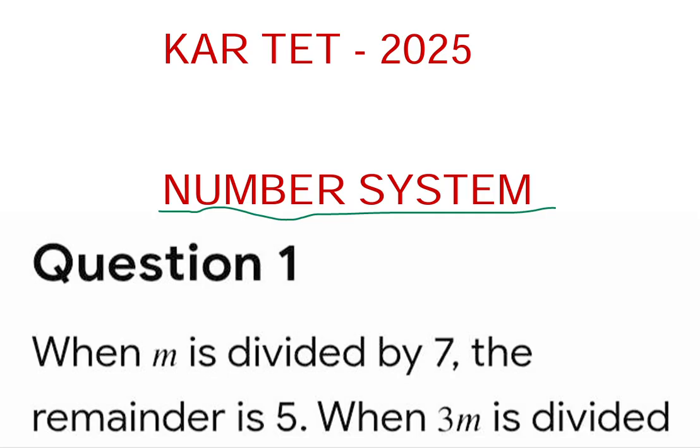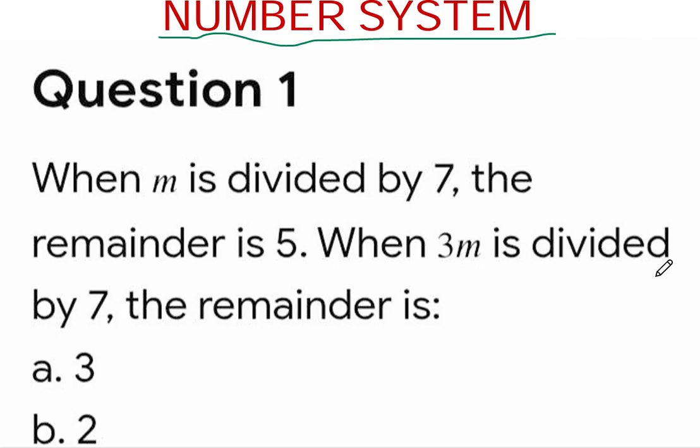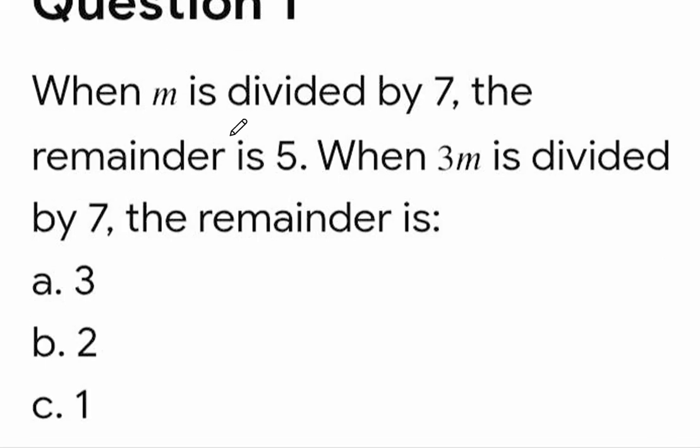So in that first lesson it is number system. So in that question number 1 we have taken, when m is divided by 7 the remainder is 5. Okay, so read the question properly. When m is divided by 7 and the remainder is what here, 5. When 3m is divided by 7 then what is the remainder?